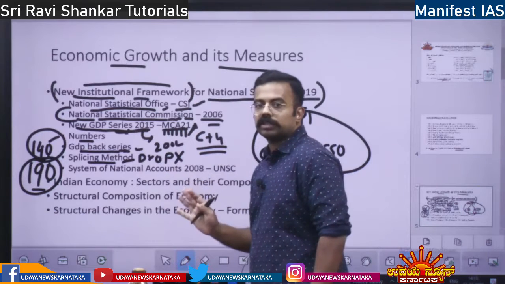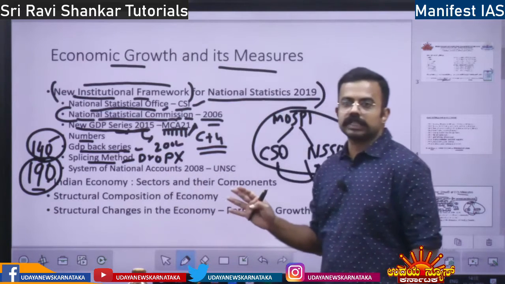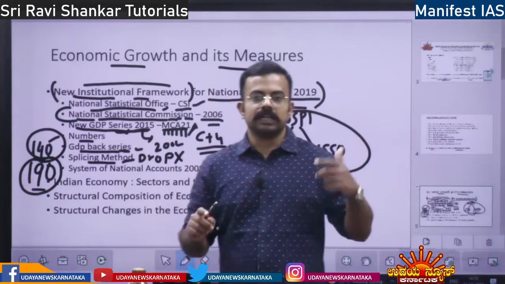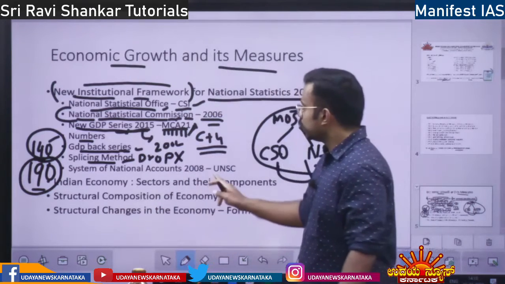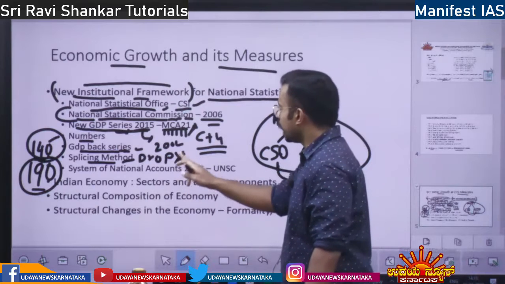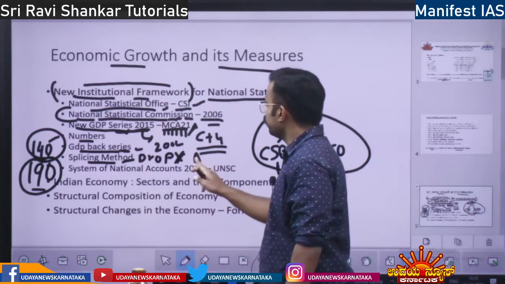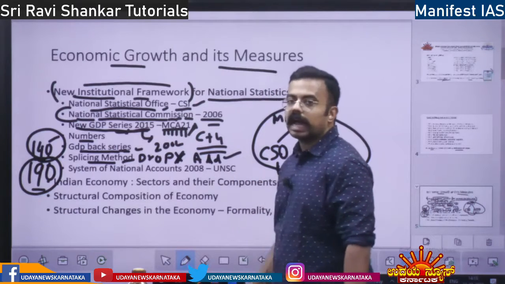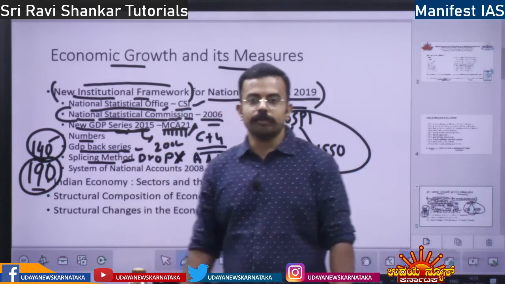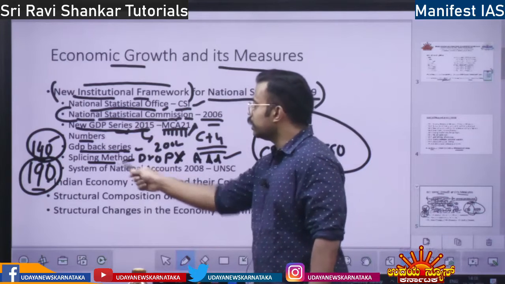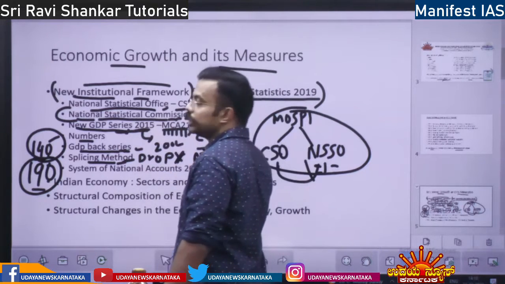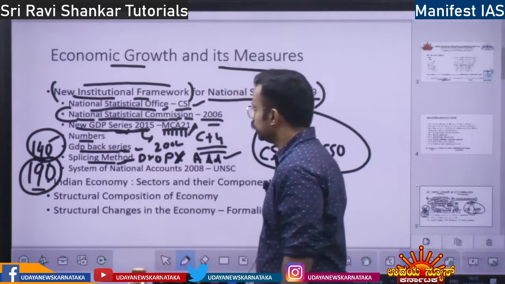Even telegram machines, all of those things. And earlier there used to be pagers. That we have dropped. All those things we will drop, and at the same time we will add new things, like artificial intelligence. So many new things which are coming, we are adding under the splicing method. So this is all about the new institutional framework of GDP.